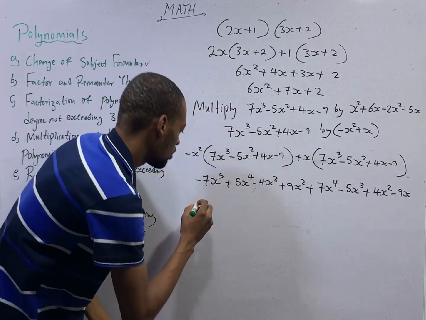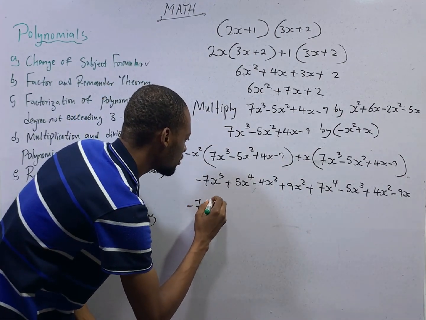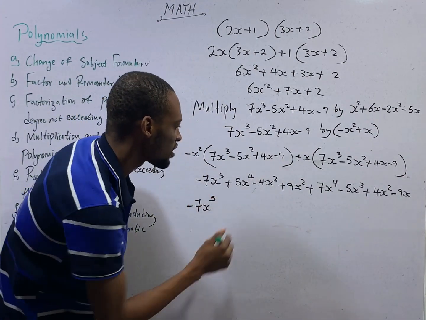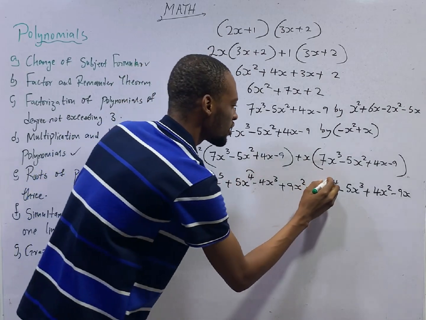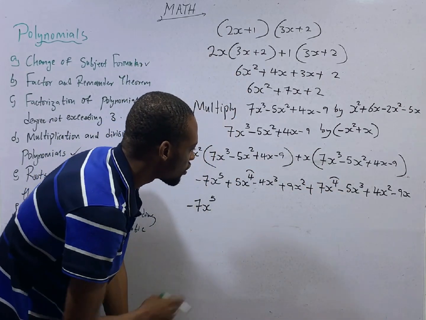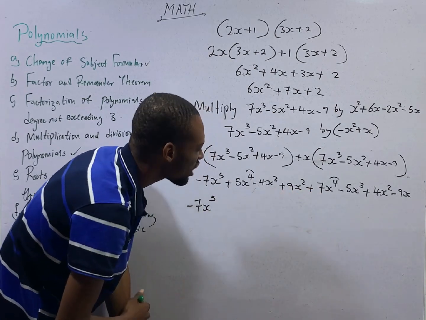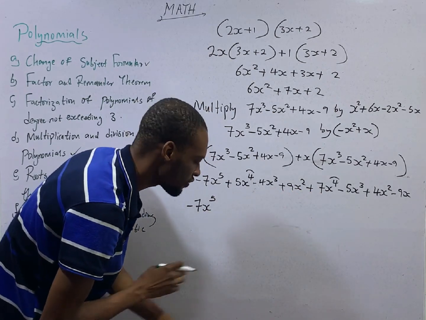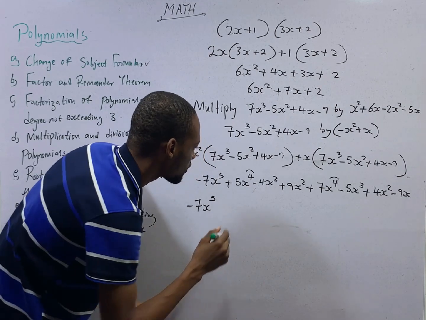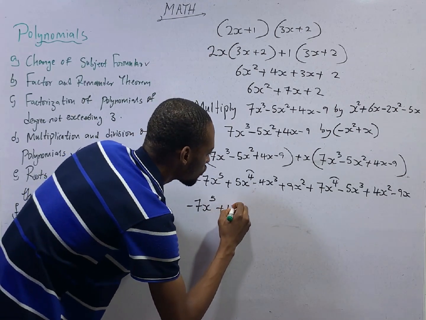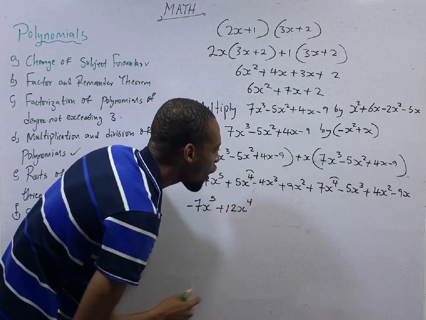So minus 7s raised to the power of 5. Then for degree 4, you have degree 4 here, you have degree 4 here. Plus 5s plus 7s. That will give us 12. 7, 8, 9, 10, 11, 12. So plus 12s raised to the power of 4.